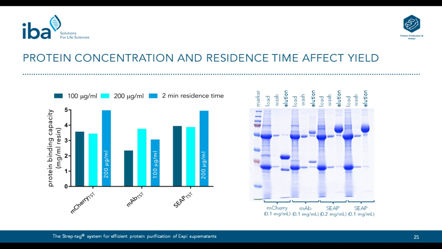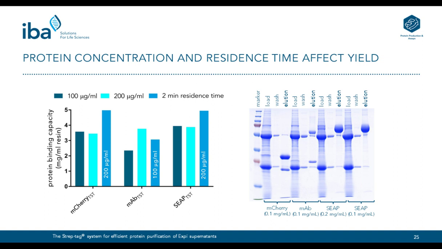for the mCherry and the secreted alkaline phosphatase, and the monoclonal antibody was spiked to 100 micrograms per milliliter in this experiment because obviously this was a more challenging condition, and you can see that it's also possible to increase the binding capacity for this low concentrated monoclonal antibody. And again, on the right side, you can see that the protein purity was not affected by the concentration. The only real contamination you can see is the overexpressed antibody.